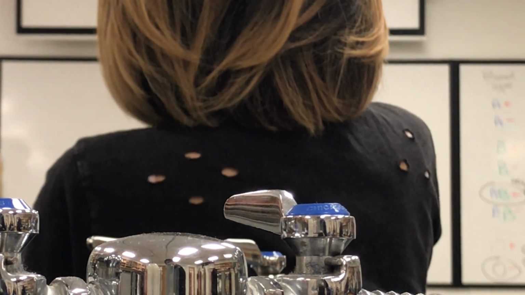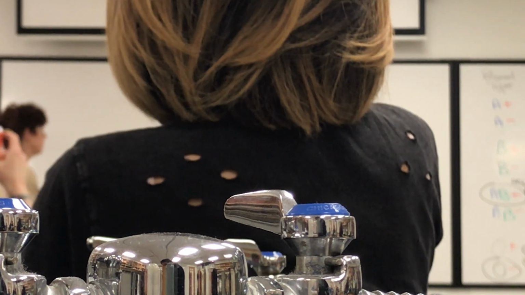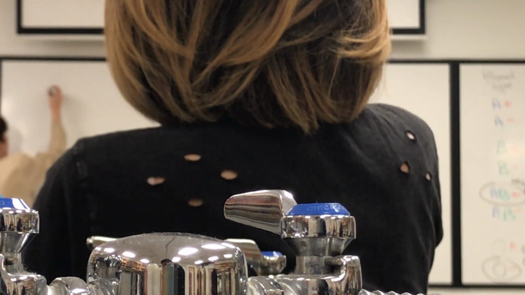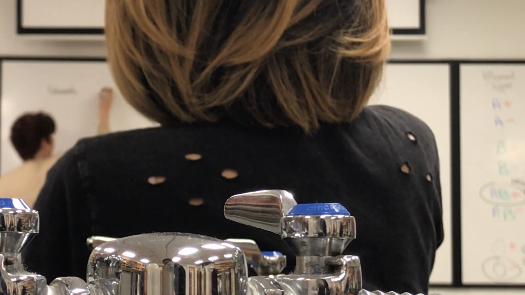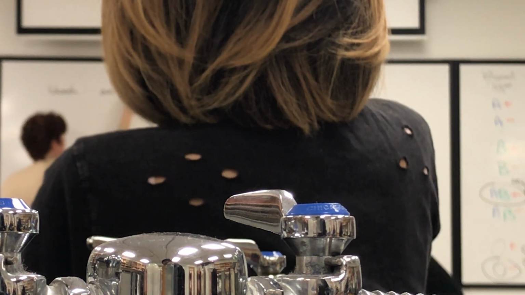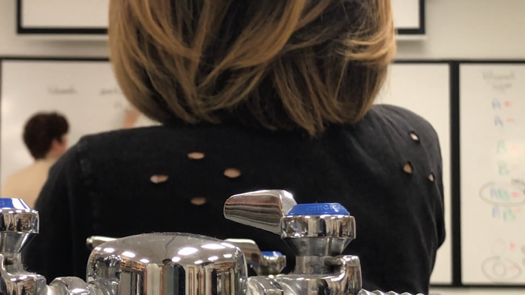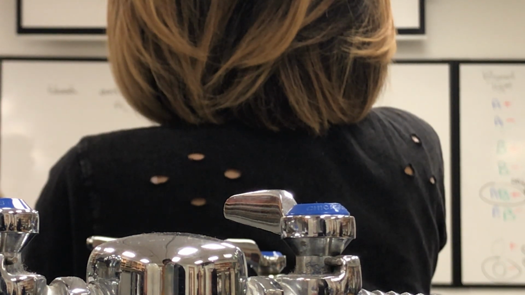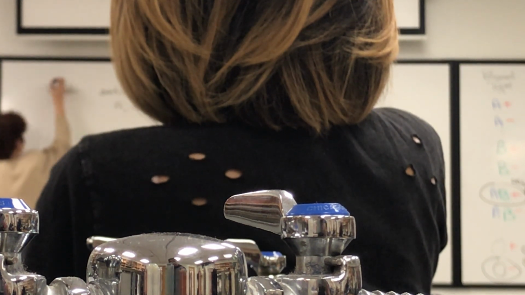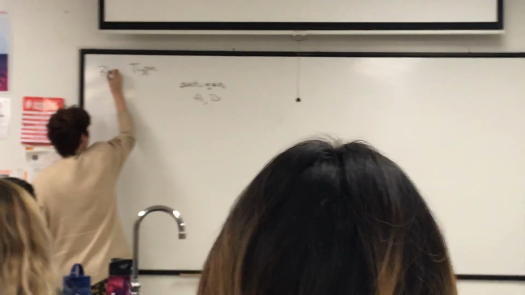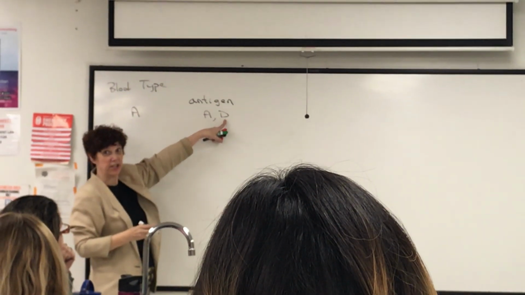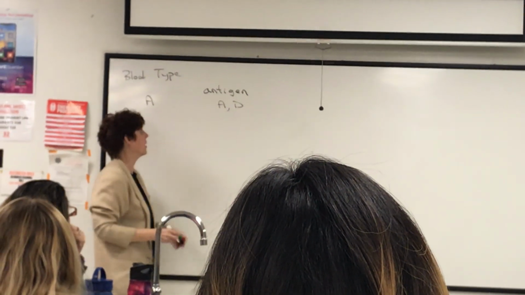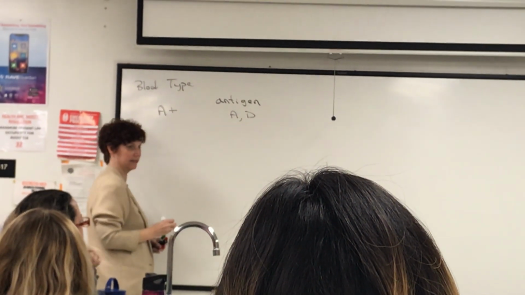So if I give you a situation where the blood that we're looking at has antigens A and D, what would the blood type be? A positive. Negative if it's been exposed? Got the antigen. Okay, so it would be A positive, right?